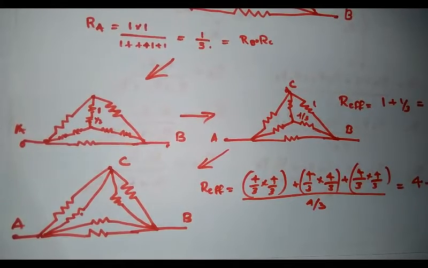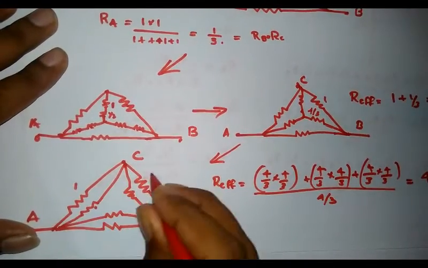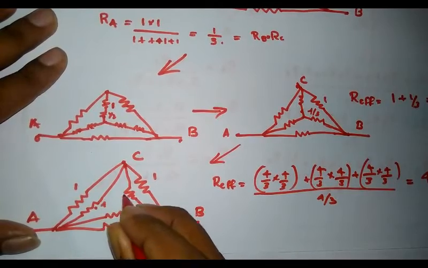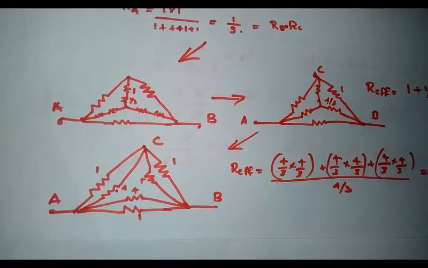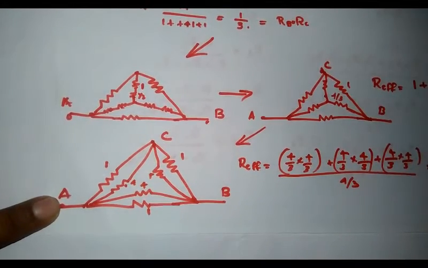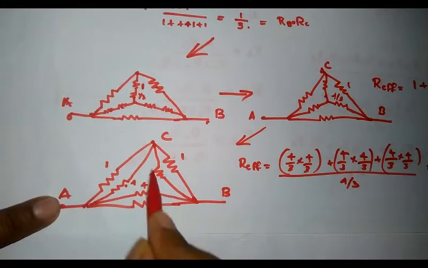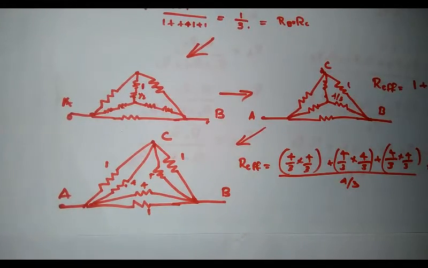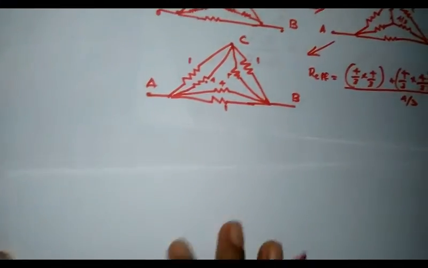Therefore, the circuit has reduced to an equivalent connection of 1 ohm, 1 ohm, 1 ohm, and this is 4, 4, 4. From this circuit, I can see that the 1 ohm resistance branch and the 4 ohm resistance branch are in parallel. This 1 ohm and this 4 ohm are in parallel, and this 1 ohm and this 4 ohm are in parallel. Therefore, I can simplify the circuit by using simple parallel reduction.